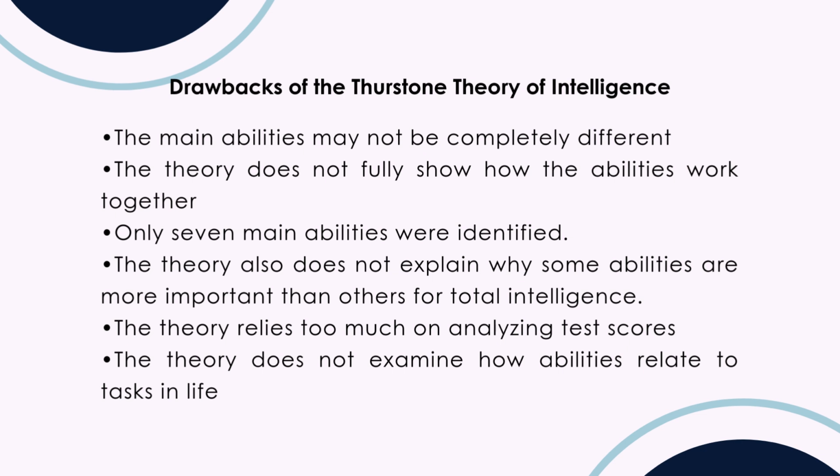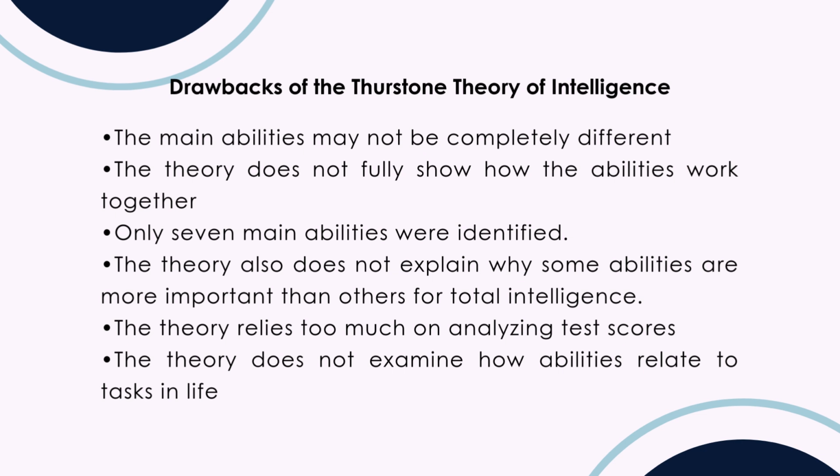Another weakness is that the theory does not fully show how abilities work together. Though Thurstone said that abilities are different, he did not explain how they affect one another to make total intelligence. The theory lacked a clear picture of how the parts combine and relate.